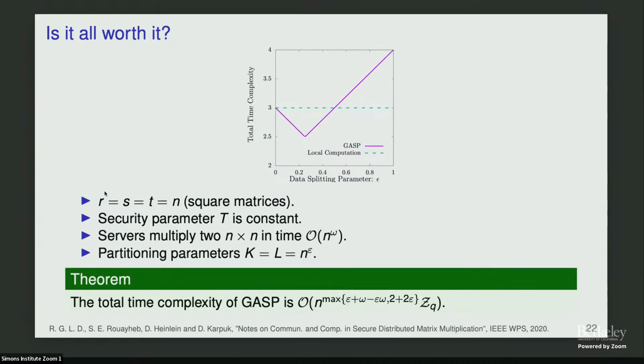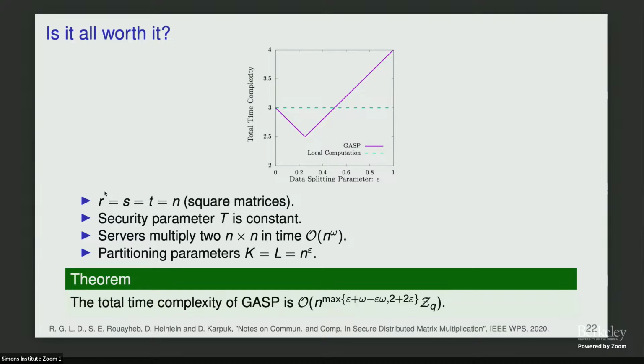So the idea is the following: let's make everything two-dimensional, fix our matrices to be n by n matrices, and make the security parameter some constant. Now let's say that you multiply two matrices in time n to the omega, and for this graph here, omega equal to 3 is the usual multiplication. So let's think of just doing the usual multiplication.